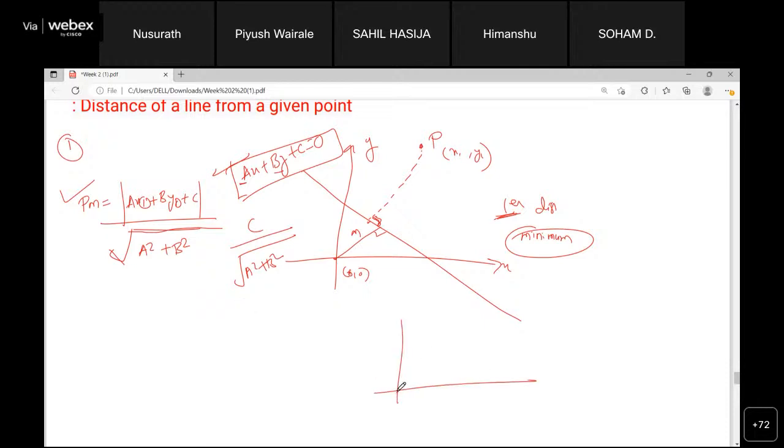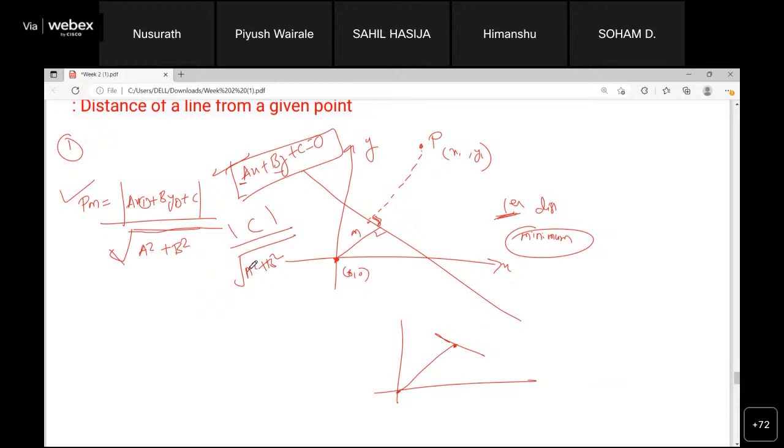So sir, basically, this is my origin. This is my point and line, right? You can find out. Just put 0 comma 0 instead of x1, y1, right? Because from the origin we are finding out. So it will be c upon under root of a square plus b square.